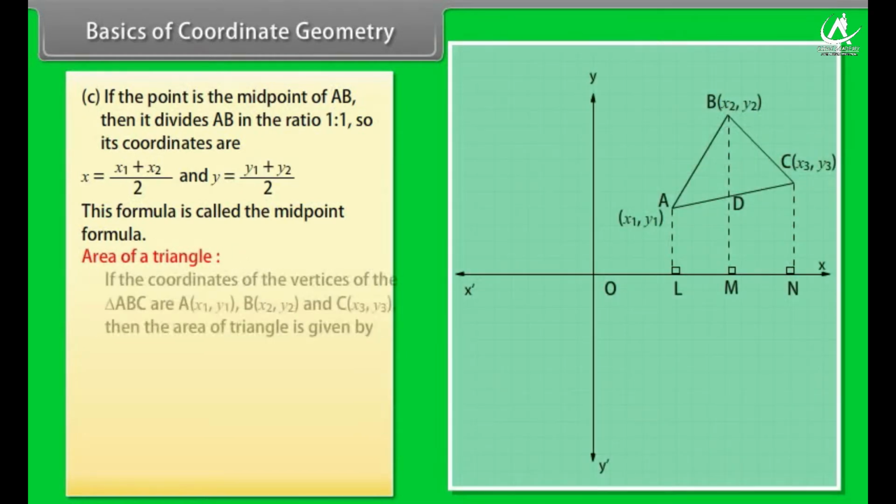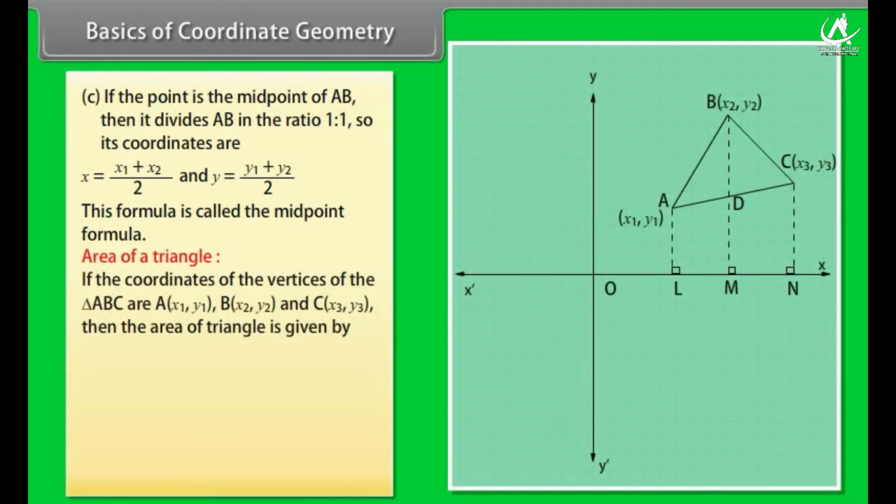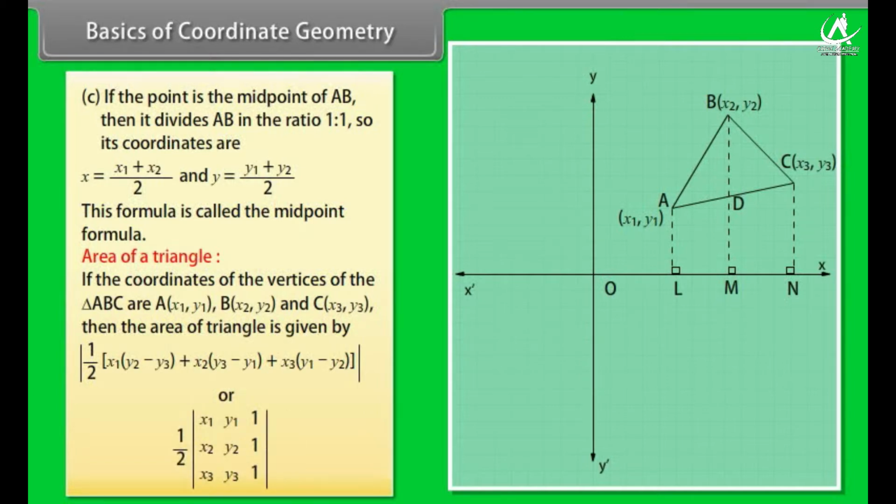Area of a triangle. If the coordinates of the vertices of the triangle ABC are A(x1, y1), B(x2, y2) and C(x3, y3), then the area of triangle is given by modulus of 1 by 2 multiplied by [x1 into (y2 minus y3) plus x2 into (y3 minus y1) plus x3 into (y1 minus y2)] or 1 by 2 determinant, first row x1, y1, 1, second row x2, y2, 1, third row x3, y3, 1.